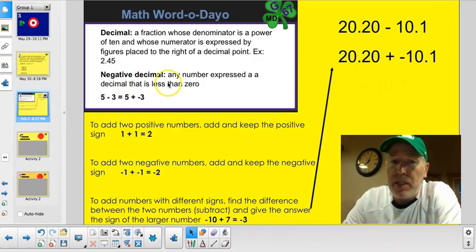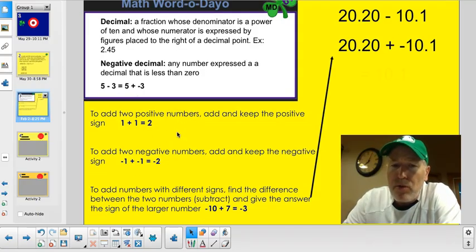A negative decimal is any number that's expressed as a decimal that is less than 0. All right? Negative $3,200 and something dollars I owe, that's 29 cents. That was a negative decimal. And I think it's also important that you remember that 5 minus 3 is the same as 5 plus a negative 3. I'll be using this a number of times tonight. It's really important you understand why those two things are the same. If you don't, stop, draw the number line, and do it yourself. You'll see that they are identical.